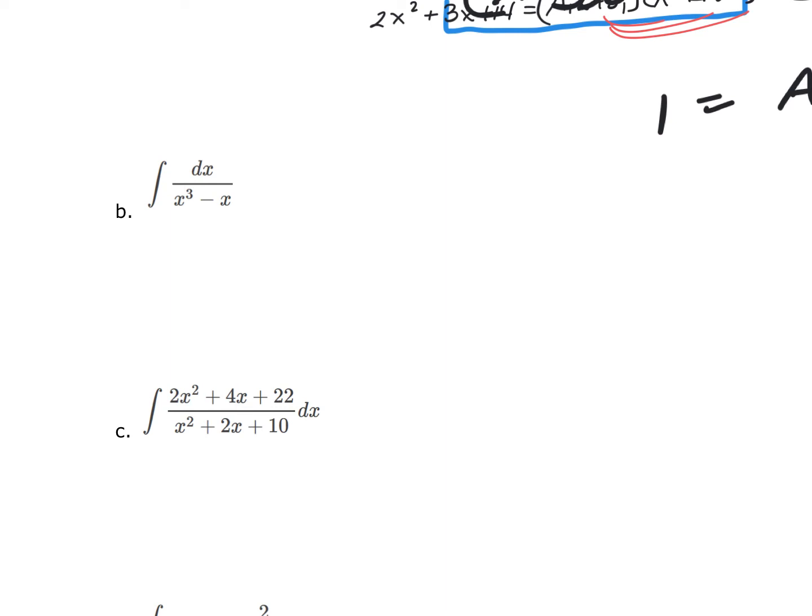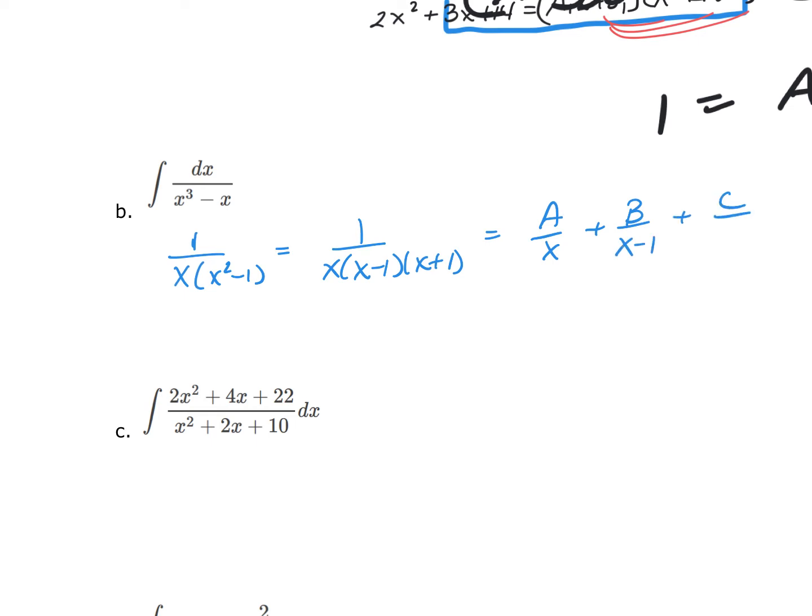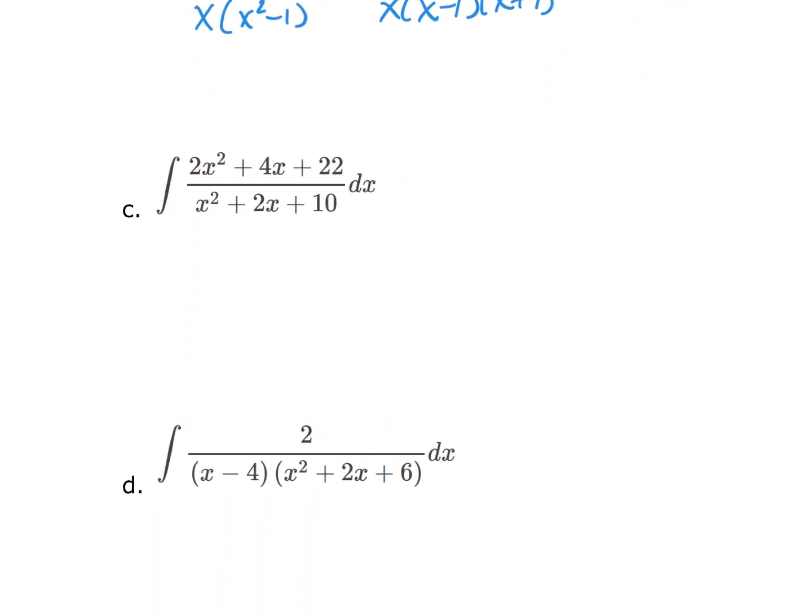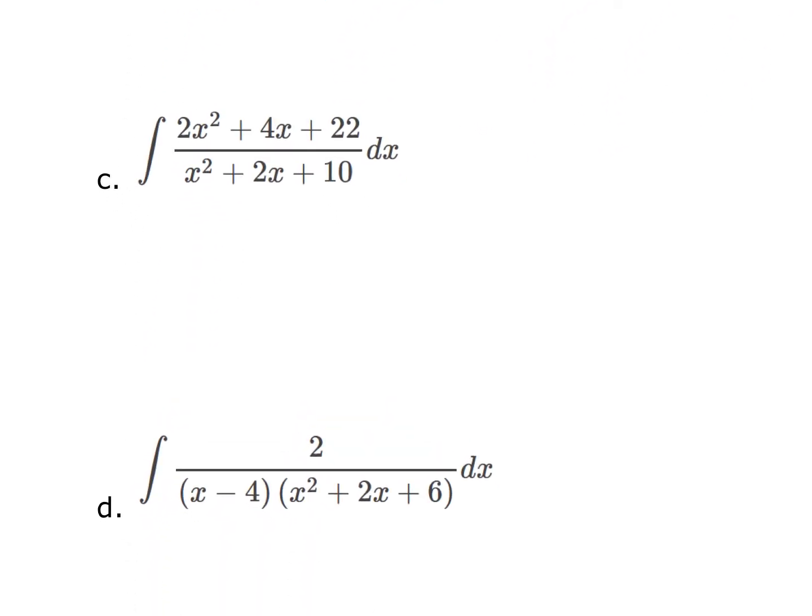So I will give you the answer to B. I'm going to tell you how you're going to set this up. This is going to be 1 over x squared minus 1, which is 1 over x minus 1, x plus 1, equal to a over x plus b over x minus 1 plus c over x plus 1. And that's how you're going to approach that one. Now, C is different. And the reason C is different is because the numerator power is 2. The denominator power is 2. So I can't even do partial fraction decomposition until I do long division.